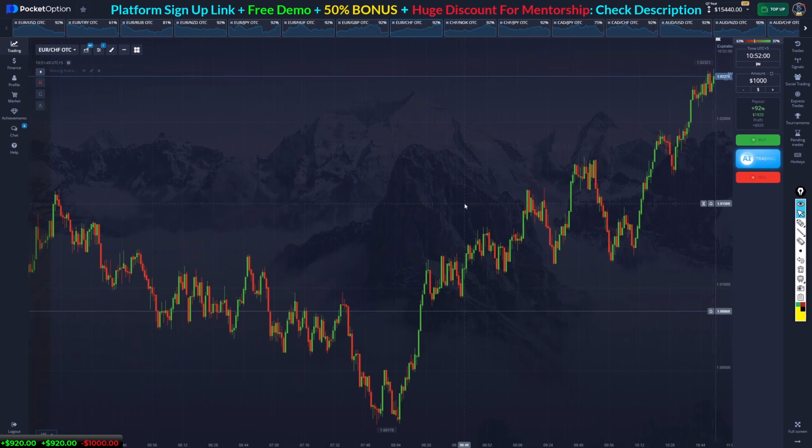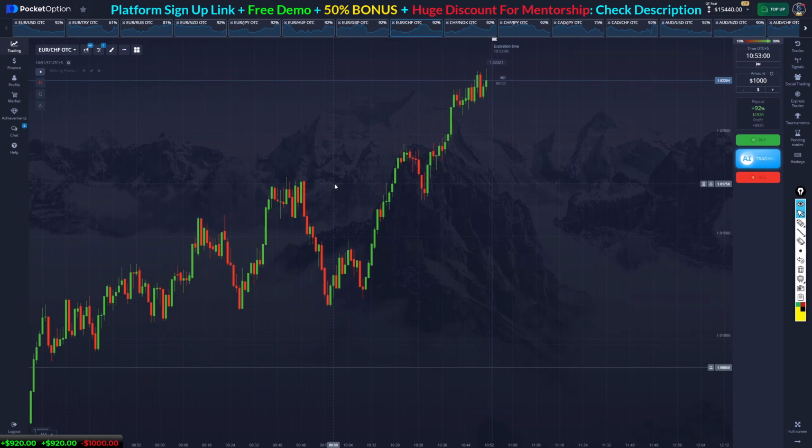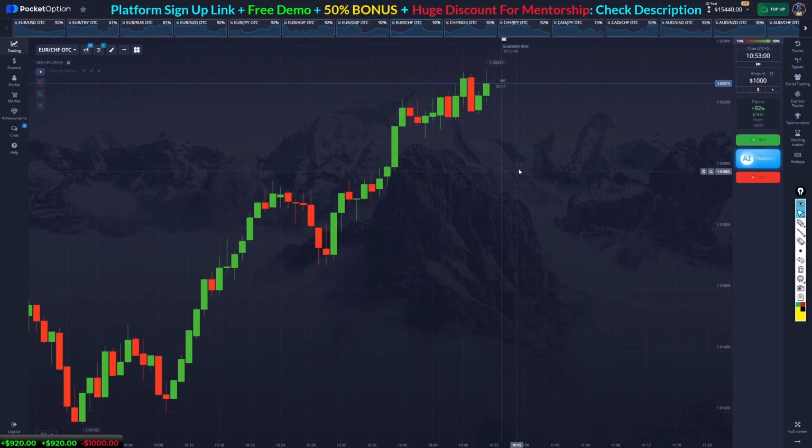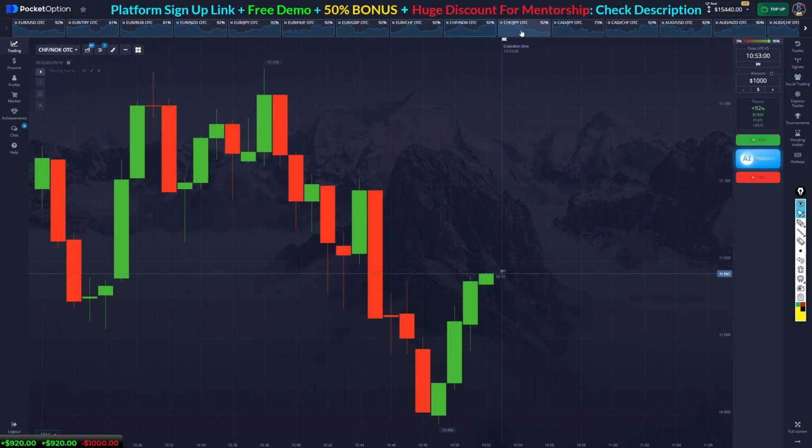This is a super uptrend, major and minor uptrend. I really want to take a buy trade on this kind of trend, since it's super bullish. Oh my god, let's see how crazy it moves.